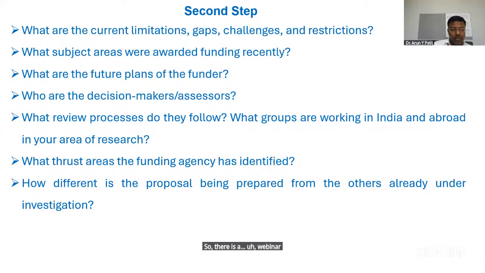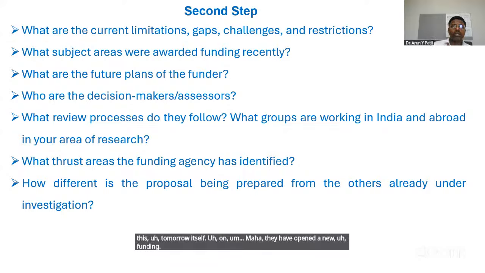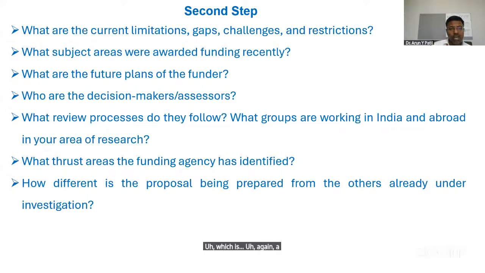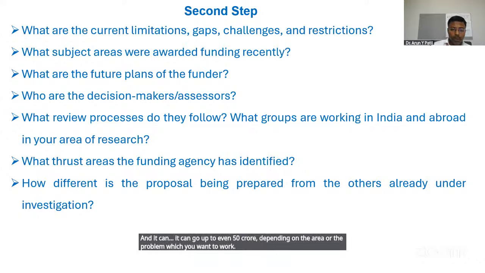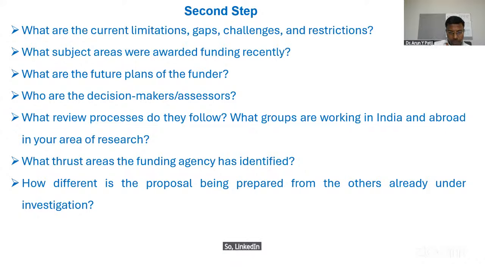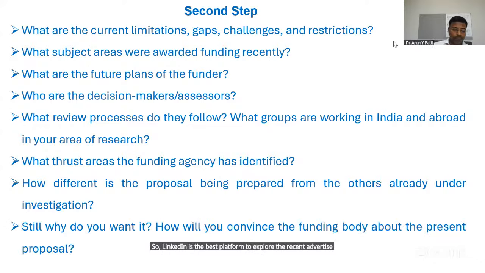There is a webinar session on 30th of October, tomorrow itself, on Maha. They have opened a new funding, again a consortia, wherein they are giving a fund of up to 30 crore, and it can go up to even 50 crore depending on the area or the problem you want to work on. So LinkedIn is the best platform to explore the recent advertisements.